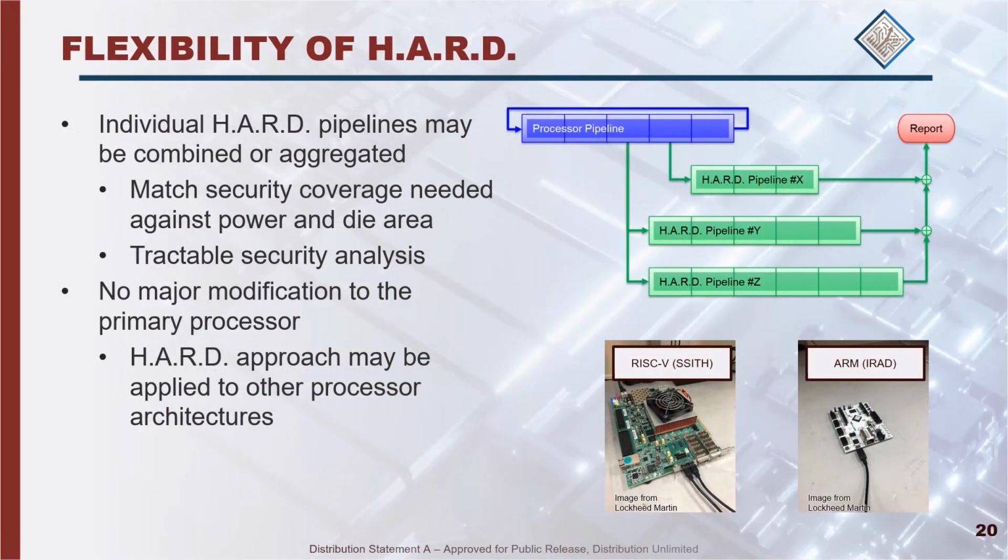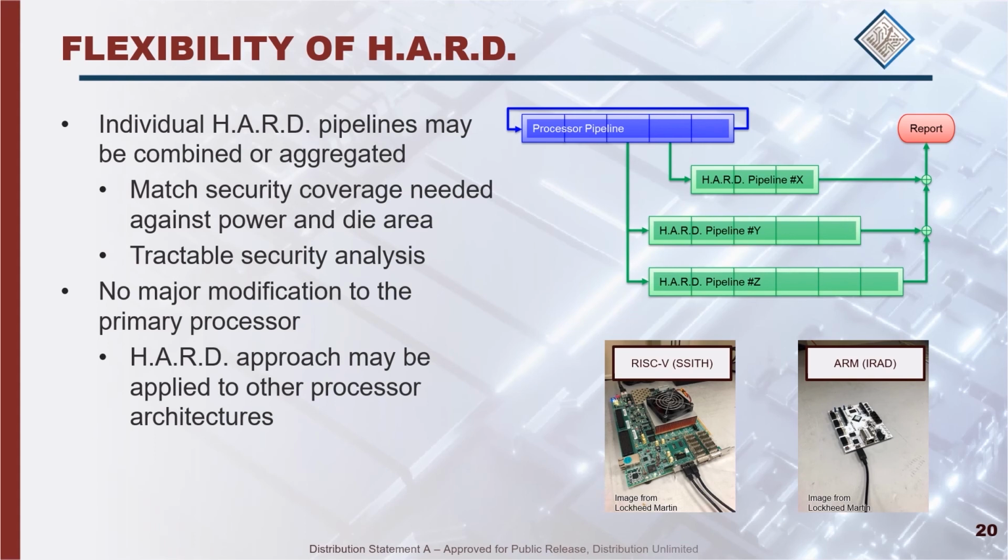So that pivots into the flexibility of this particular approach. Because we're just tapping in and these are out of band, we can add or subtract these pipelines as necessary for the application itself. So we can match the security coverage needed against that impact for a particular application. In other words, if an application isn't concerned about a specific category or type of hack, we don't have to include that in and improve the power and area of that particular pipeline for that application.